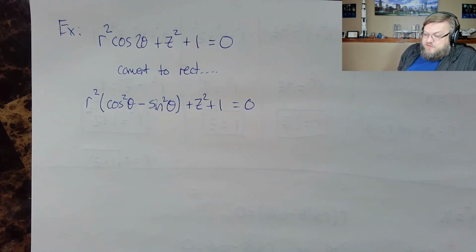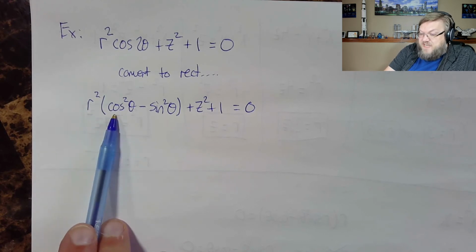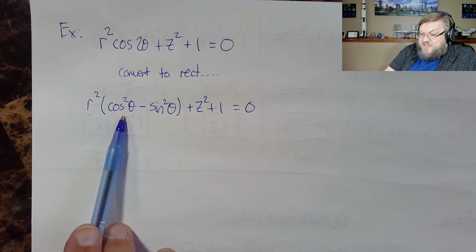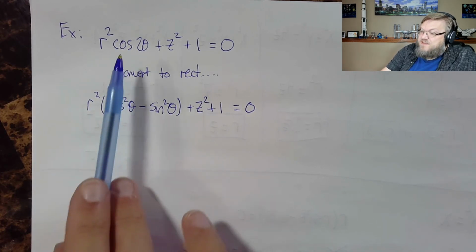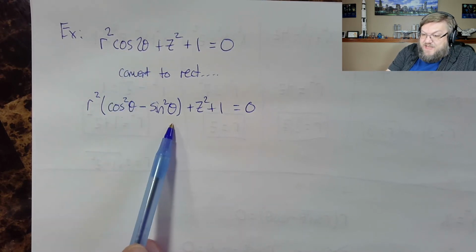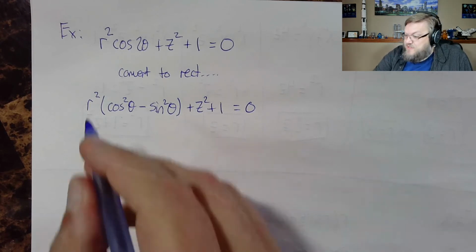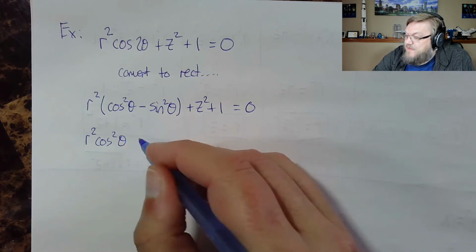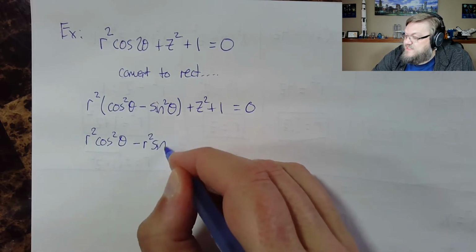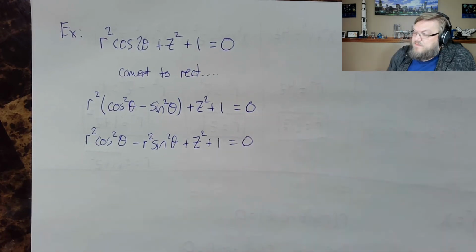Now, why would I want to do that? Because I know good things happen when I have r and cosine together, right? Because r times cosine is x. R times sine is y. So thinking of this identity in this way makes something show up that I can use. So multiplying this through gets me r squared times cosine squared theta minus r squared sine squared theta plus z squared plus 1 equals 0.